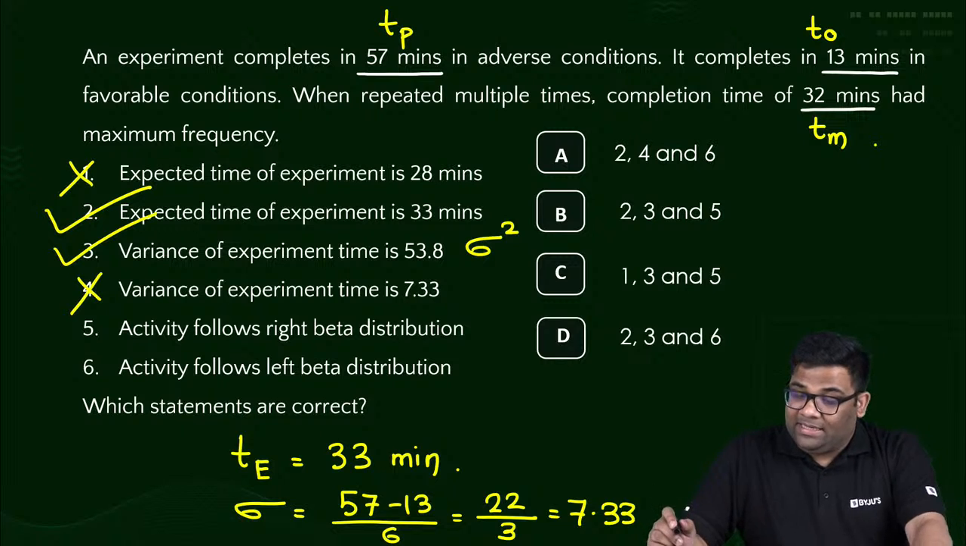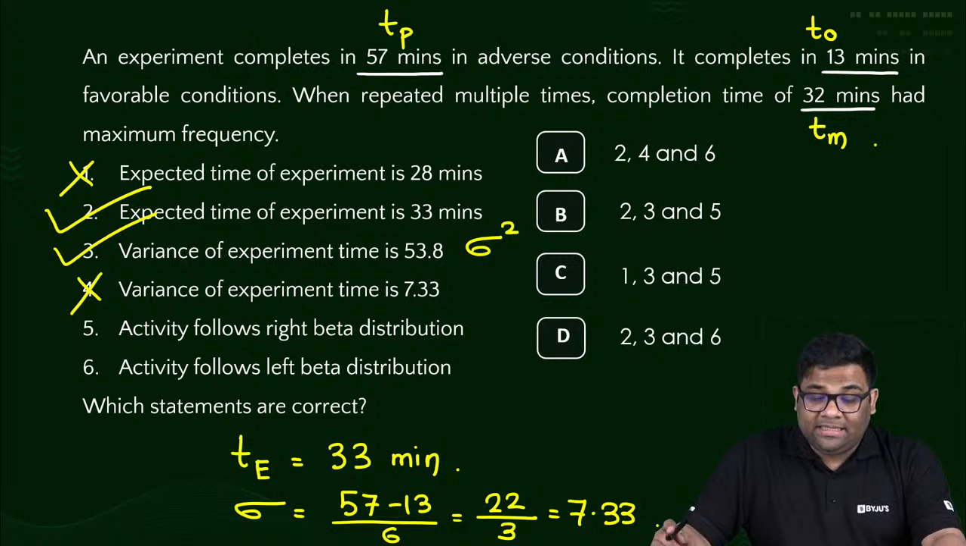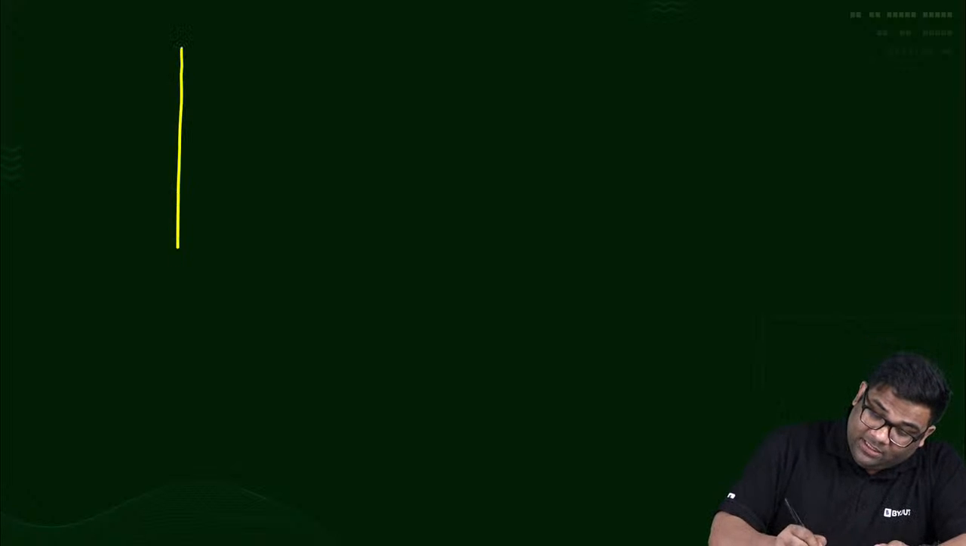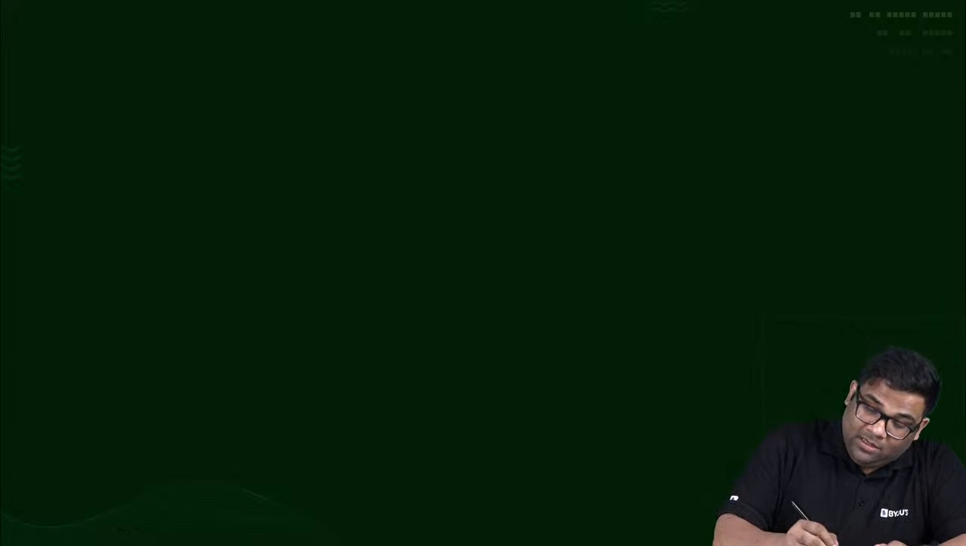So 2 and 3 are correct, but we have to judge whether it is right beta or left beta. How to judge? I have already explained in one lecture, but I'll explain again. What you do is draw the distribution.